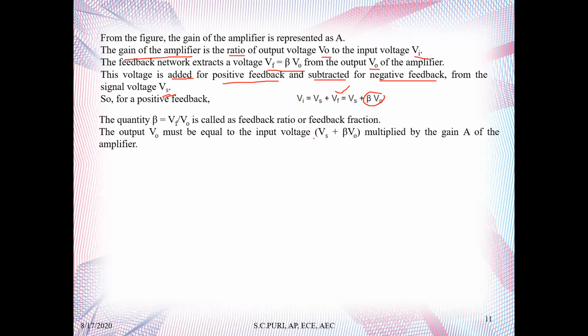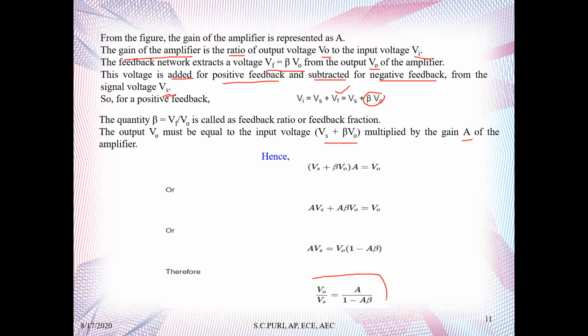The output V0 must be equal to the input voltage, Vs plus beta V0, multiplied by the gain A of the amplifier. Hence, (Vs plus beta V0) into A is equal to V0, or A Vs plus A beta V0 is equal to V0, or A Vs is equal to V0 times (1 minus A beta). Therefore, V0 by Vs is equal to A divided by (1 minus A beta).